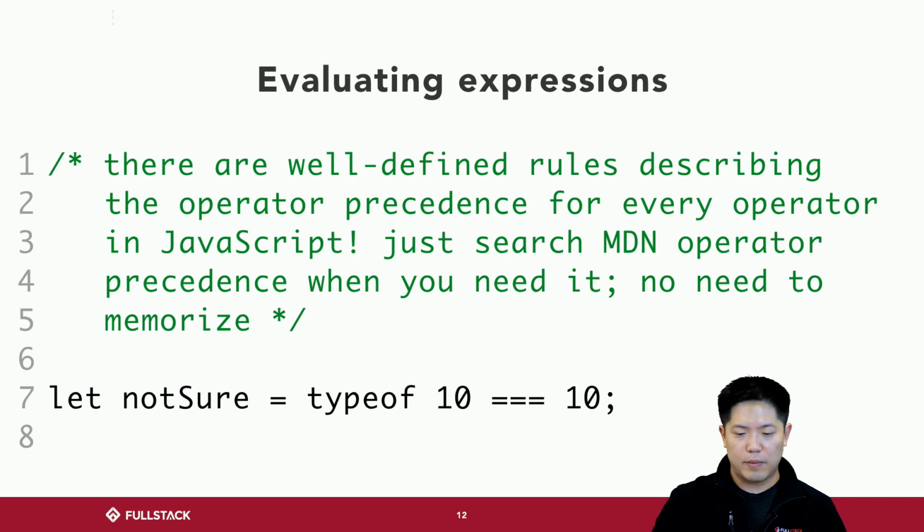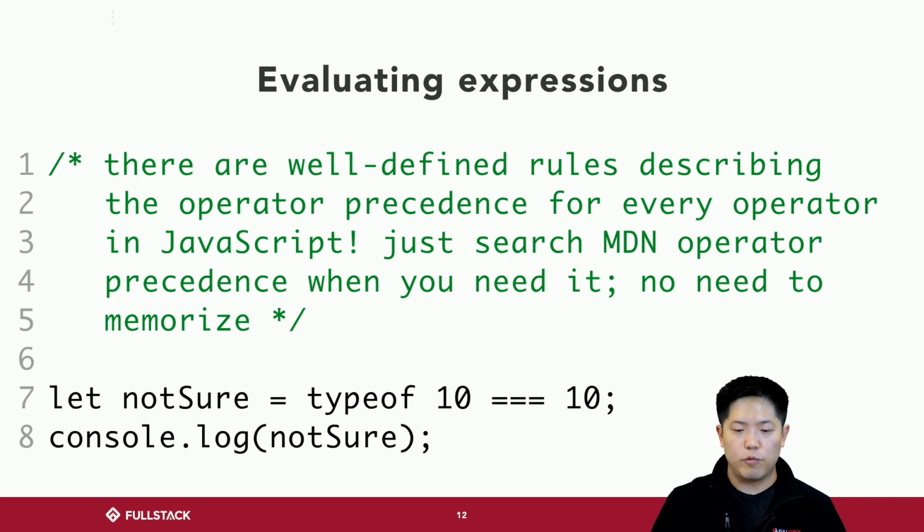So for example here, we get typeof 10 equal to 10. So typeof is a high precedence thing. So typeof 10 will return the value of number, right? So typeof 10 is higher precedence than 10 equals 10.